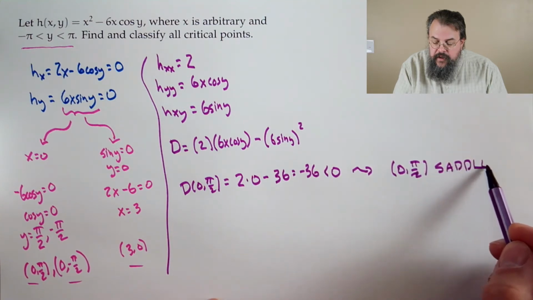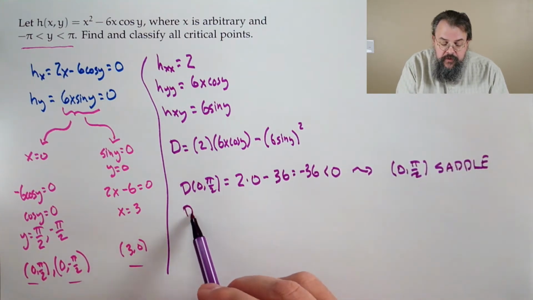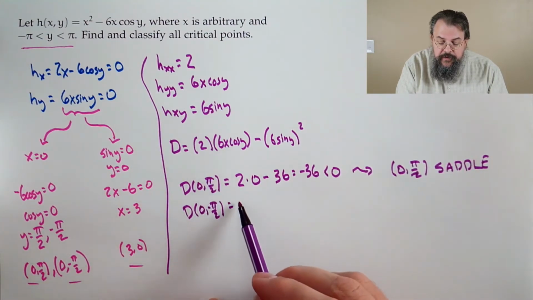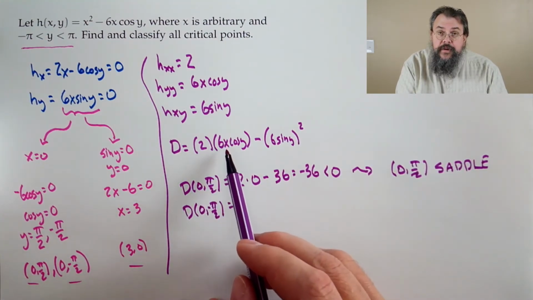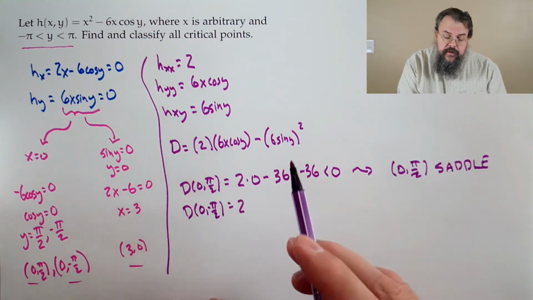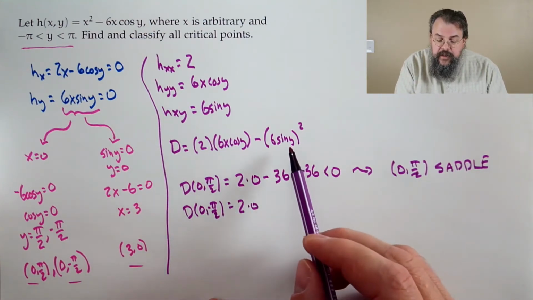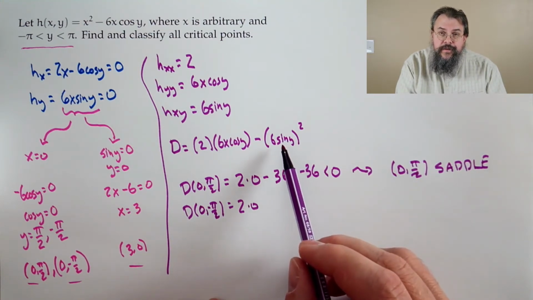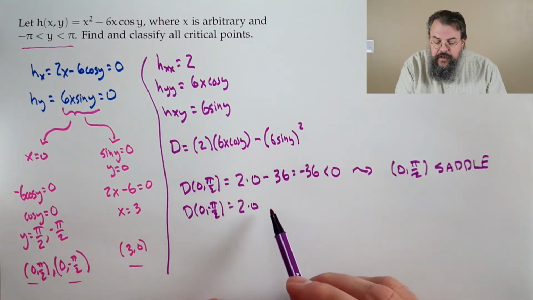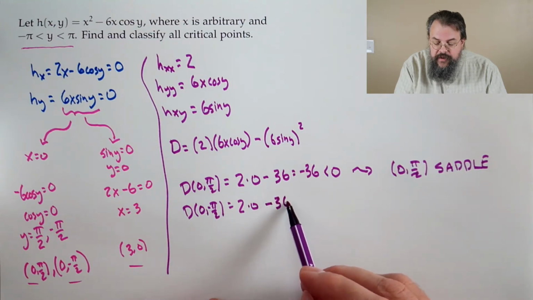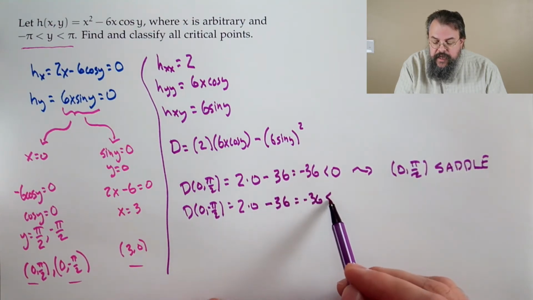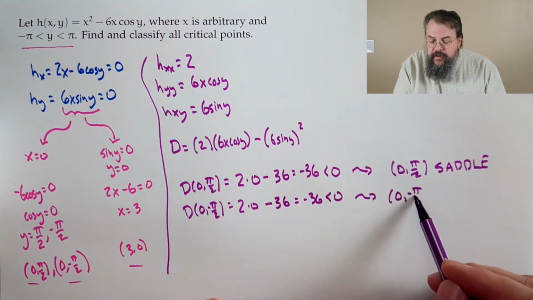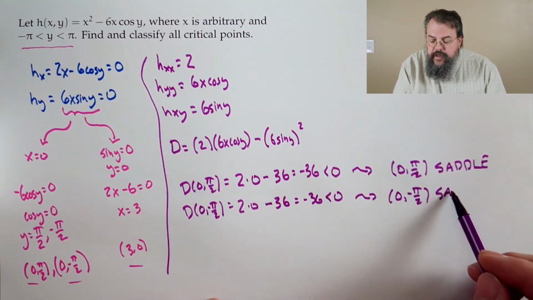All right, great. If we do the same thing with negative pi over 2, we're going to run into the same things, right? We still have 2, and we still have a 0. Cosine of negative pi over 2 is still 0. And here, sine of negative pi over 2 is negative 1. So we get negative 6 on the inside, but when you square it, it's still going to end up subtracting 36. We're still negative for this D, which means that this point is also a saddle point. All right.